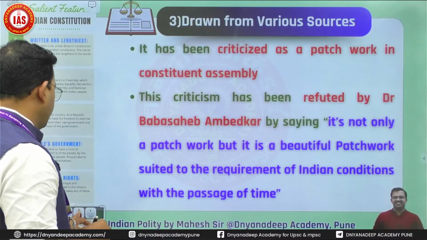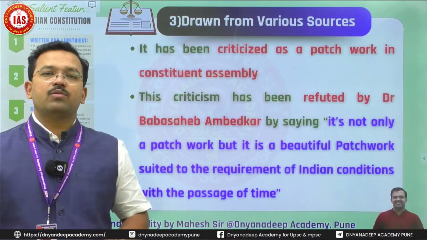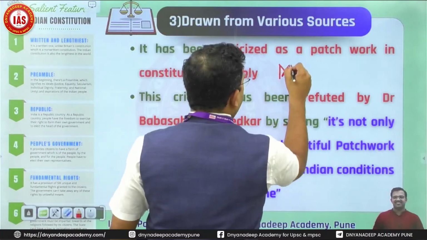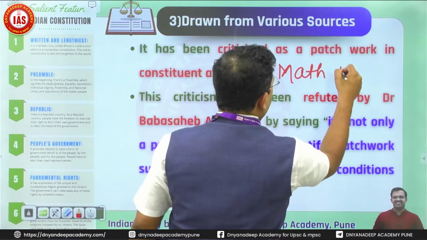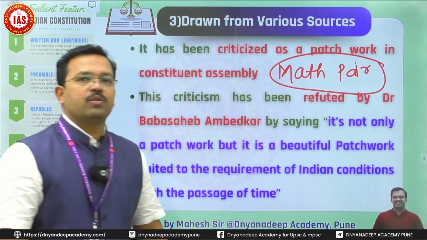Then comes the very important part. We have borrowed various features from various constitutions in the world. Here you could get a question on match the pair. This part is very, very important. You could get a question on match the pair: which part has been drawn from which constitution in the world?